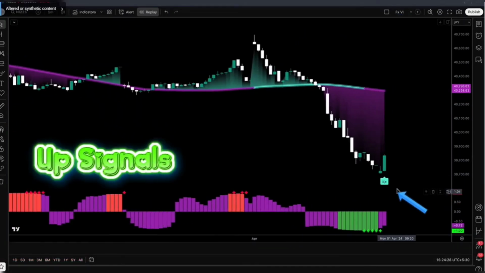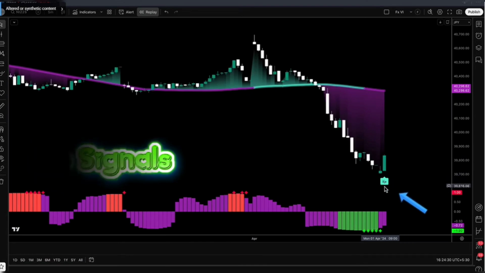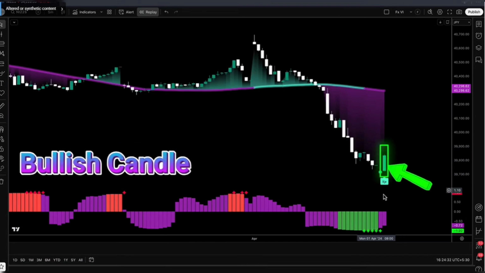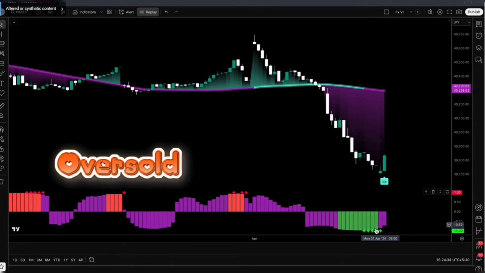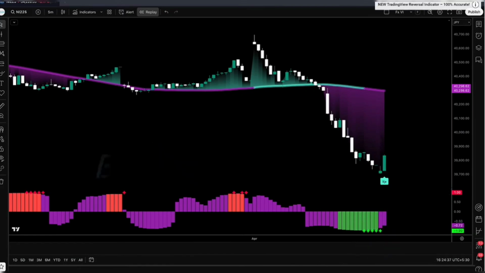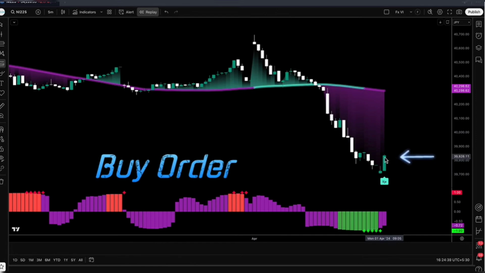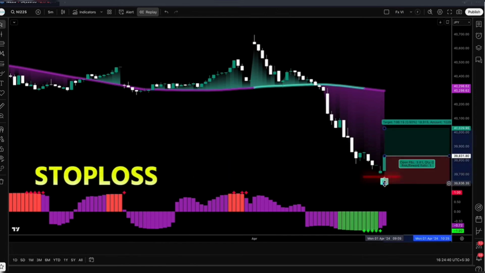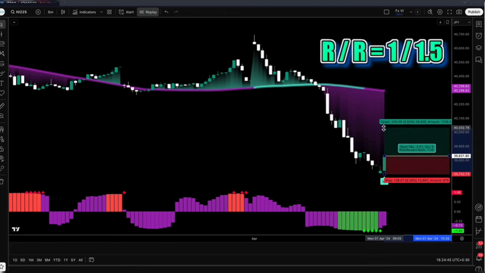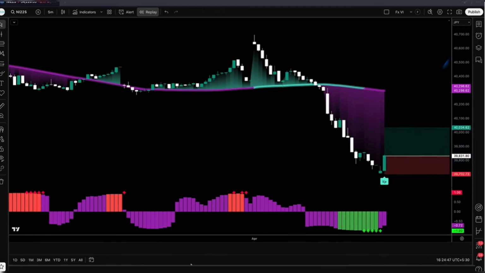When the Z-score flow indicator has given us up signals, when the market forms two bullish candles, and the histo bar of the trend correlation oscillator indicator is oversold, if this condition is fulfilled, then we will place a buy order. Our stop loss will be placed at the current market's lower level, and the risk to reward ratio will be 1 to 1.5.